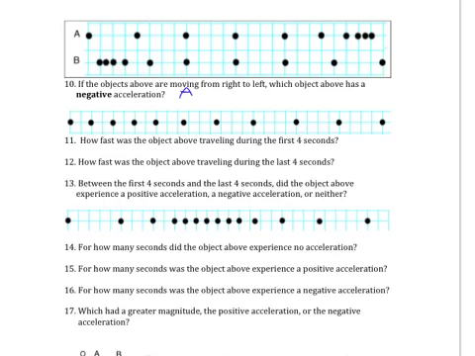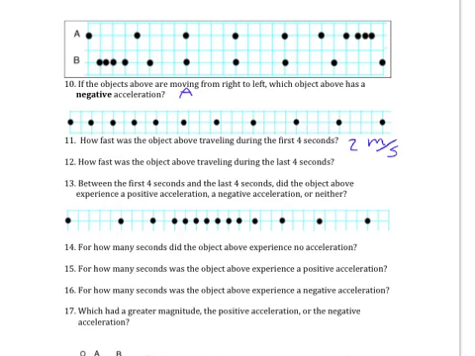Number 11, how fast was the object above traveling during the first 4 seconds? Well, here we go. We have 1, 2, 3, 4 seconds. So I'm going to say each second it traveled 2 meters. So I could just say it traveled 2 meters each second, which gives me 2 meters per second. Or I could say 2, 4, 6, 8, so 8 meters divided by 4 seconds. Either way, I'm going to get 2 meters per second.